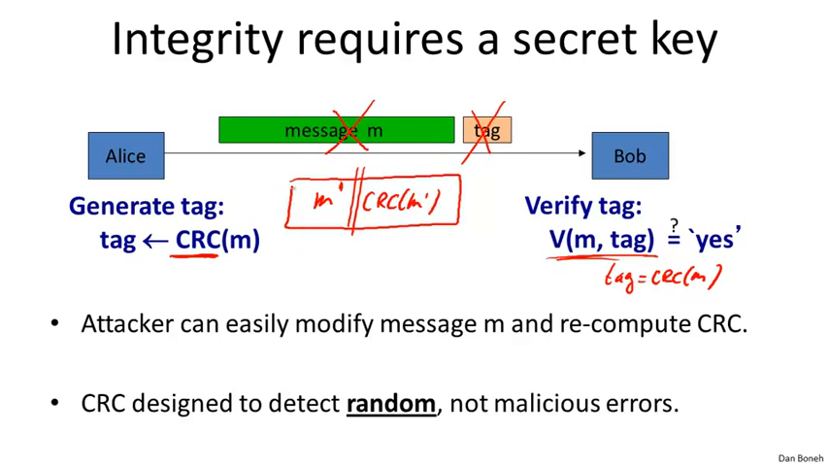Bob will run the verification algorithm. Verification will work properly because in fact the right hand side is a valid CRC for the left hand side, and as a result Bob would think that this message came from Alice, but in fact it has been completely modified by the attacker and has nothing to do with the original message that Alice sent.